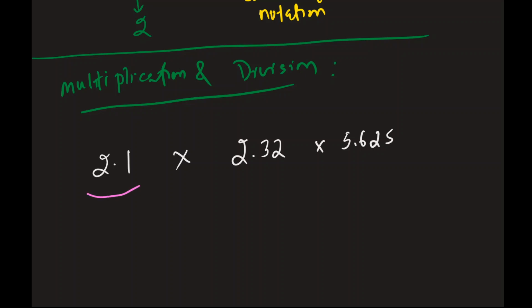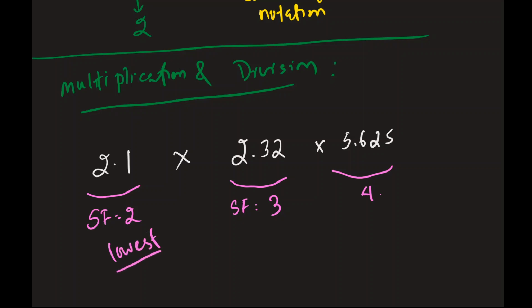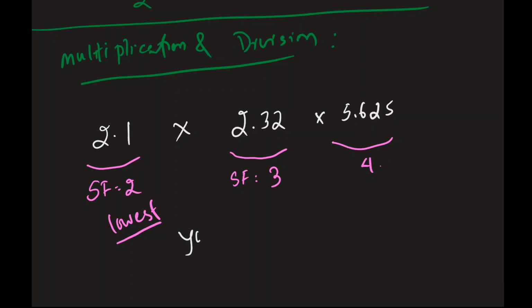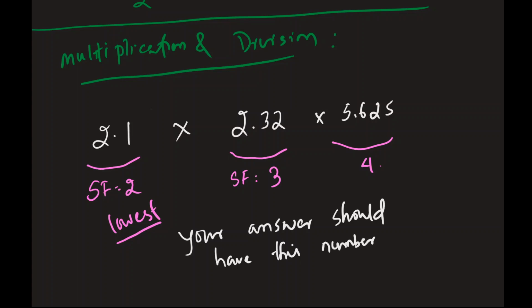So how many sig figs do we have here? The number of sig figs is 2. How many sig figs do we have here? We have 3 and we have 4. So 2 is the lowest, right? So your answer should have this number of sig figs. So you always pick the lowest. So what would be the answer?